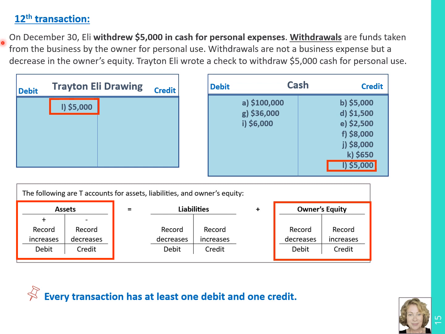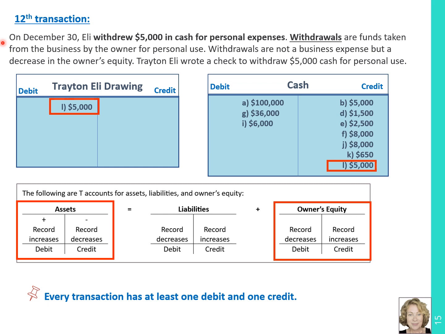For our 12th transaction, though, this is not an expense because Trayton Eli is essentially just taking some of his investment back out of the company. So the company now owes him less money. Withdrawals are funds taken from the business by the owner for personal use.